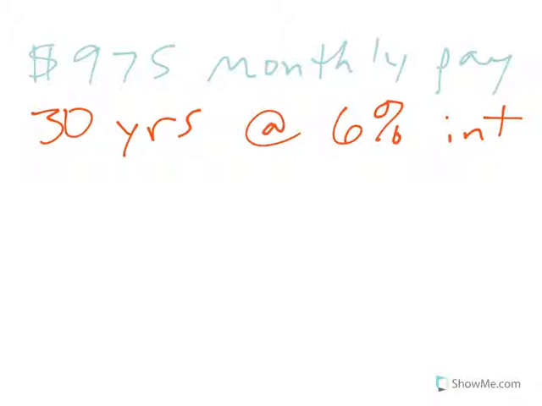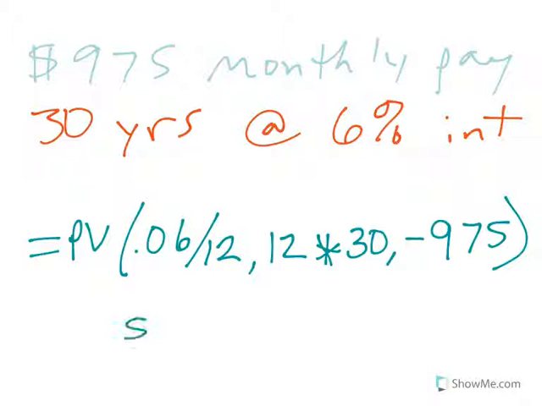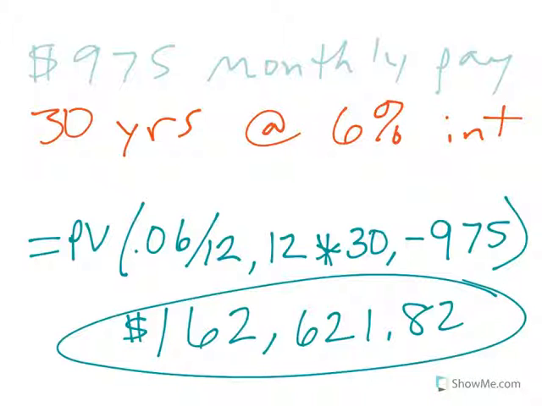So we're trying to find present value. The present value of the house at a 6% interest rate divided by 12, 12 months in a year times 30 years in the mortgage, and she's going to pay $975 a month. If you type that into Excel, Noelle can look for a $162,621.82 house. So, if you can get a lower interest rate, you can get a bigger house. But if Noelle looks at $160,000 houses, she's probably going to be okay with how interest rates are right now.